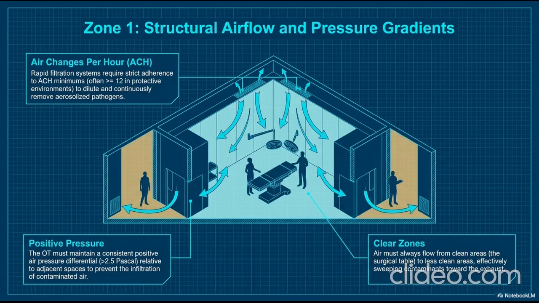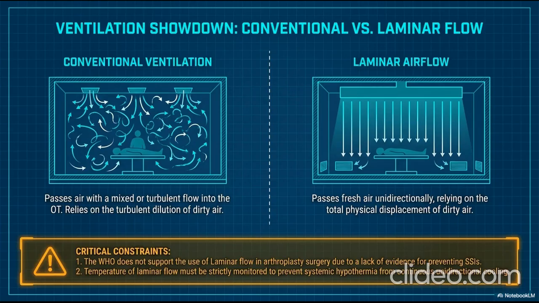Slide 4. Ventilation showdown, conventional versus laminar flow. Clinicians must distinguish between conventional ventilation, which relies on mixed or turbulent flow to dilute dirty air, and laminar airflow, which uses unidirectional fresh air for total physical displacement of contaminants. While laminar flow is highly efficient, it requires strict temperature monitoring to prevent systemic hypothermia from continuous cooling. It is important to note that the WHO does not currently support the use of laminar flow specifically for arthroplasty surgery, due to a lack of evidence in preventing SSIs in that context.